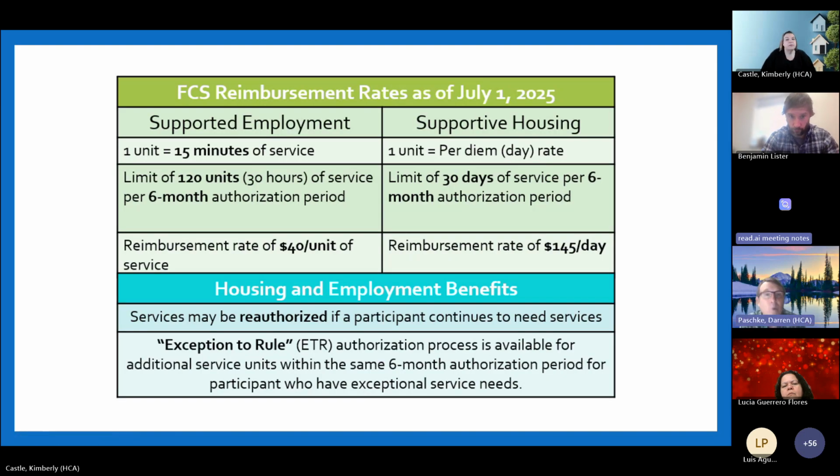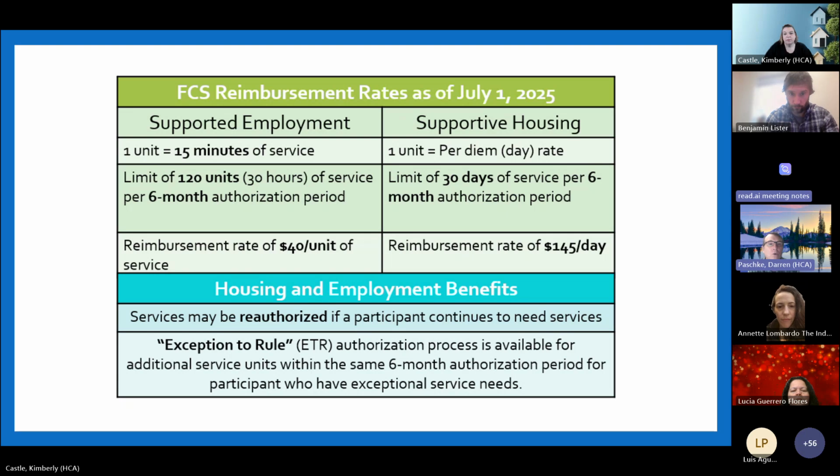And this is a really important piece of the services we're doing, looking at the reimbursement fee for service rate. So for employment, you can see the rate is $40 a unit. It's every 15 minutes of service with each authorization. 120 units, about 30 hours. So that's about a 6-month operation for that.